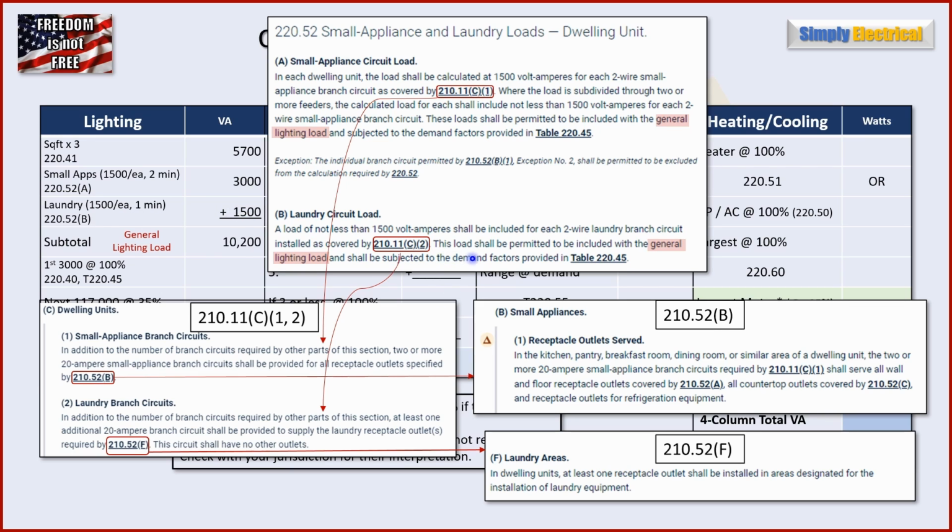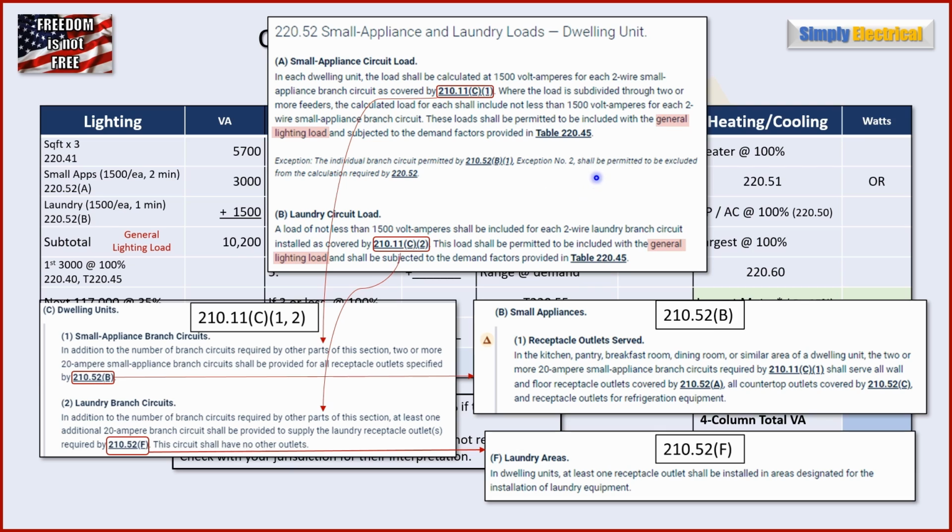We got this load shall be permitted to be included with the general lighting load and shall be subjected to the demand factors provided in table 220.45. So this is the same phrase from part A up here. It's the same thing. So both the small appliance circuit load and the laundry circuit load are both part of this general lighting load. So once we have the minimum lighting load, which is 5700, and then we have the small appliance load and the laundry load, we can add those together and we come up with a general lighting load, 10,200. That's our subtotal.